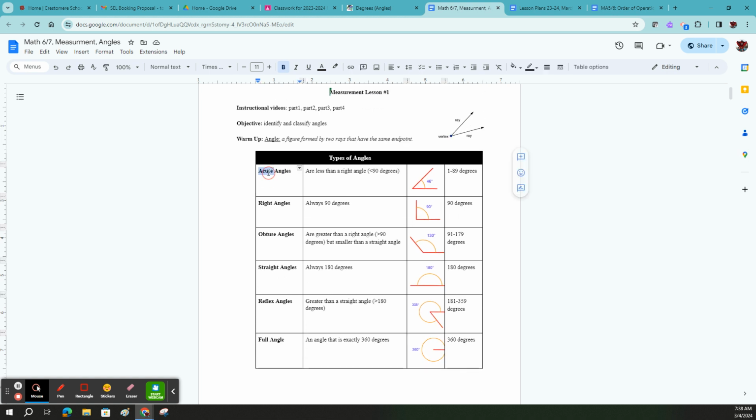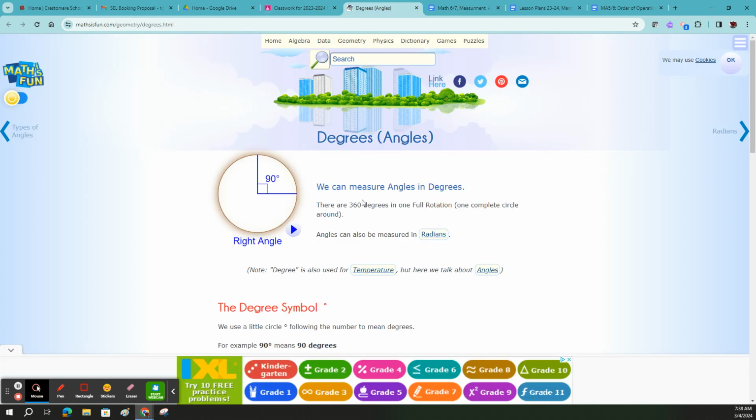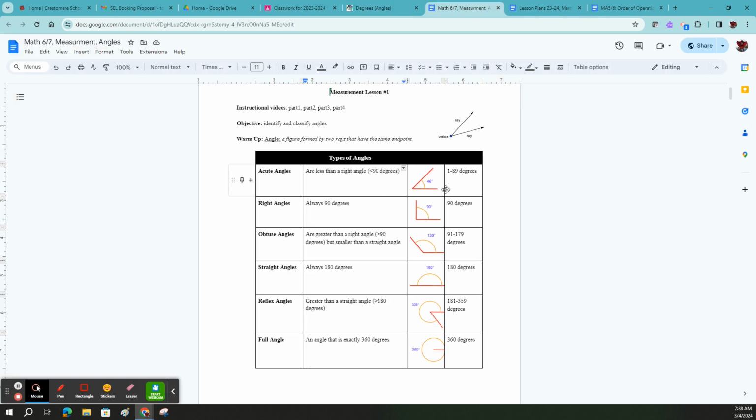So, acute angles, okay? These are any angles that are 89 degrees or fewer. If we go back to this right now, say there is a ray like this. This ray and its arc is less than 90 degrees, so we would say that it is acute. So an acute angle is anything less than 90 degrees. As we've already said, a right angle is always 90 degrees. You can only have a right angle that is 90 degrees.